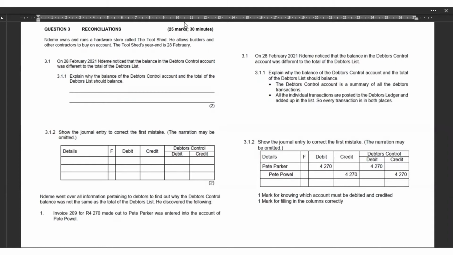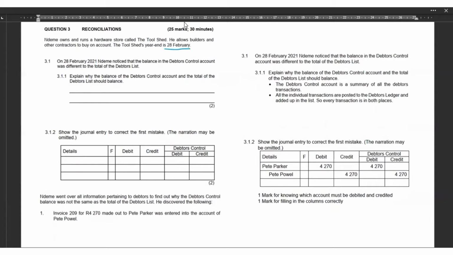What I've done here is I've put the question on your left-hand side, and I've put the memo answer on the right-hand side, but I'm going to still walk you through these step by step and just explain a few things. All right, so the question goes, Ndeme owns and runs a hardware store called the Tool Shed. He allows builders and other contractors to buy on account. So in other words, to buy on credit. The Tool Shed's year end is 28 February.